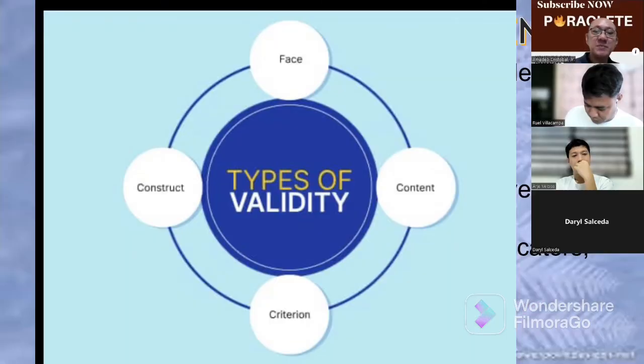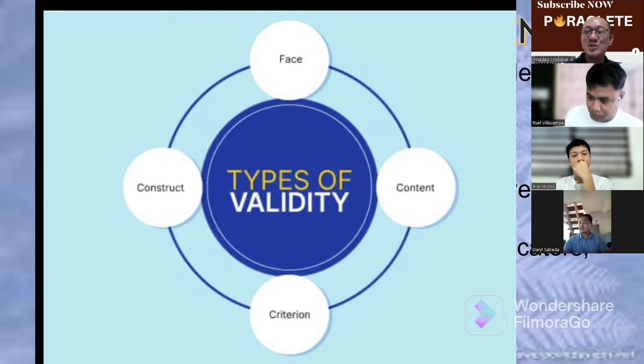Then there are types of validity. The first, of course, will be the lowest type of validity, which is called face validity. And of course, you're going to observe its logic. It is also similar to the so-called logical validity. When we speak about logic, it's more of common sense. We are using our common sense vis-a-vis your logic. And that is called the face validity.